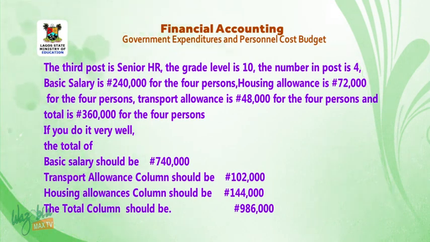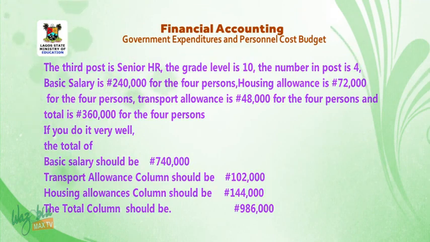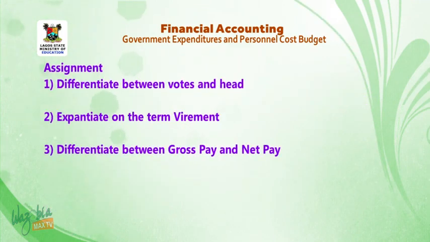This is where we are going to stop for today. Assignment: 1. Differentiate between votes and head. 2. Expatiate on the term environment. 3. Differentiate between gross pay and net pay.